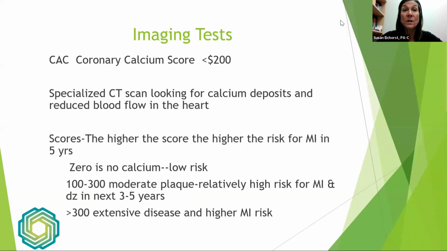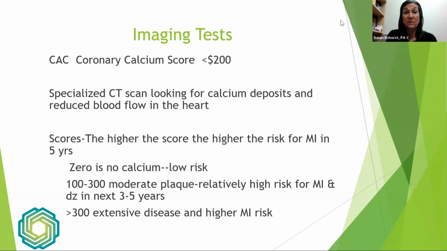The other one that I highly recommend is a calcium score, a coronary calcium score, also known as a CT calcium score. This is a special CT that just looks at your heart, looking at depositions in the heart, looking for reduced blood flow through the heart. It's scored on a 0 to 1,000 type of gradation.